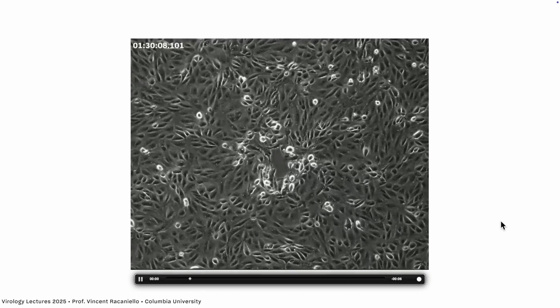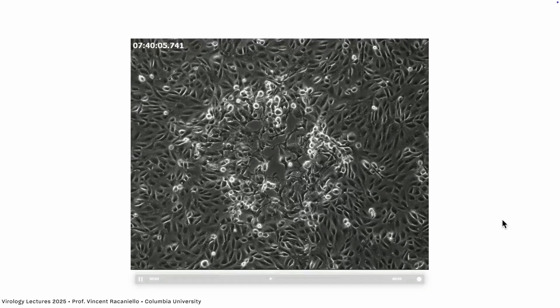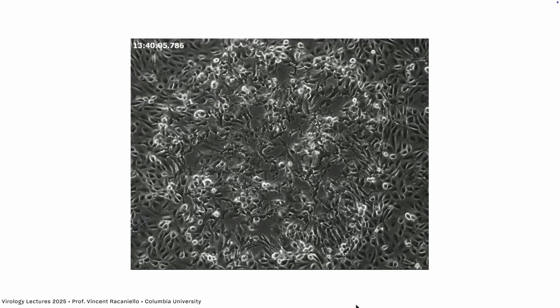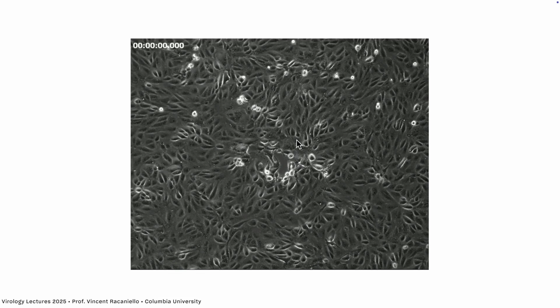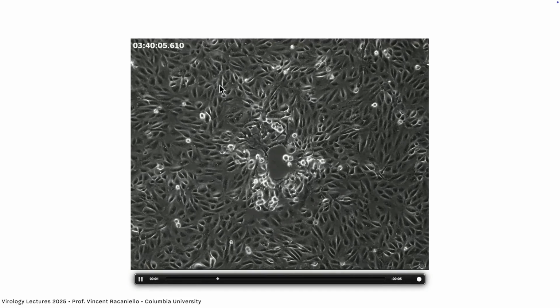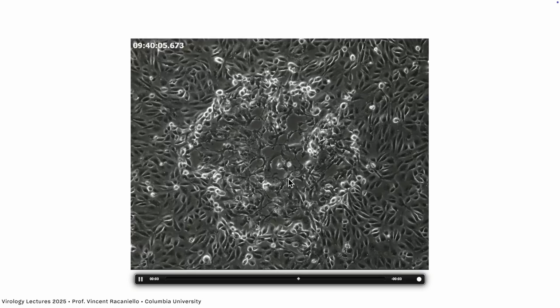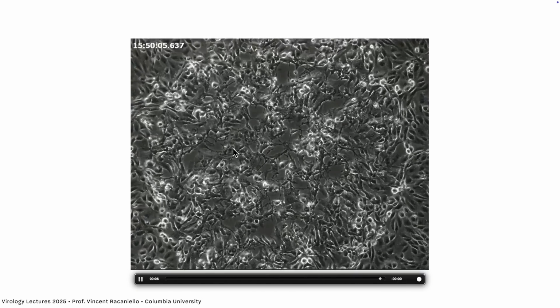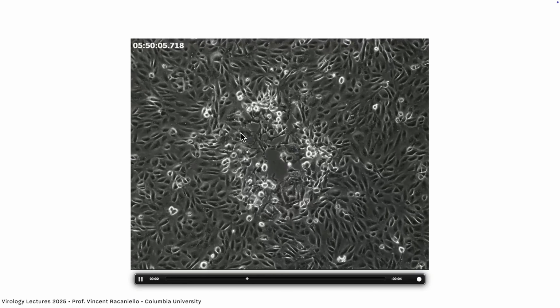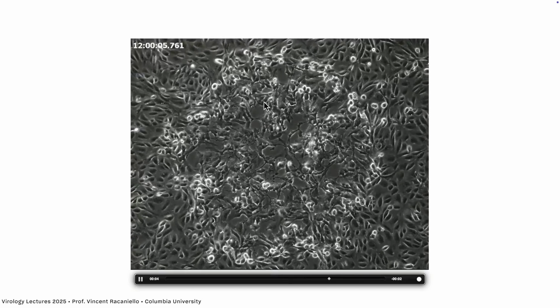Now here is the greatest movie ever made. It's a development of a plaque. What was done here was to infect cells with vaccinia virus, and then very early after infection, to identify what looked like a plaque, and then to do time-lapse photography, a frame every so often. And so this is 4 or 5, 6 hours and so forth. And you can see the plaque growing as the cells are dying, and it gets bigger and bigger.